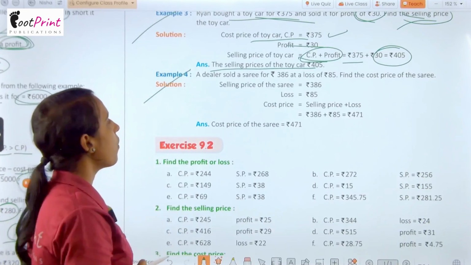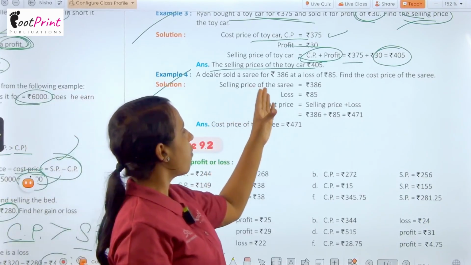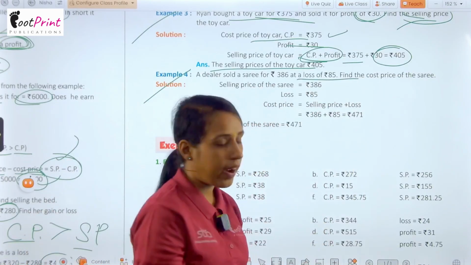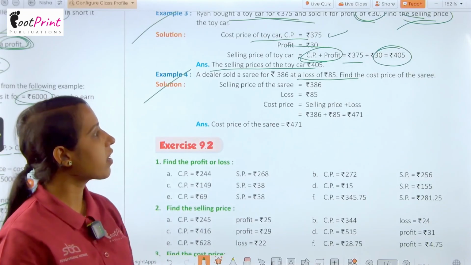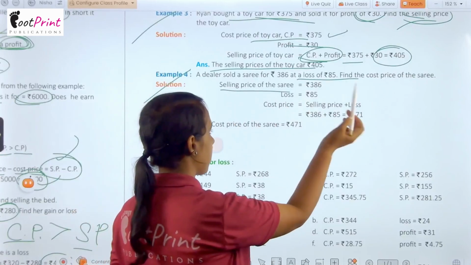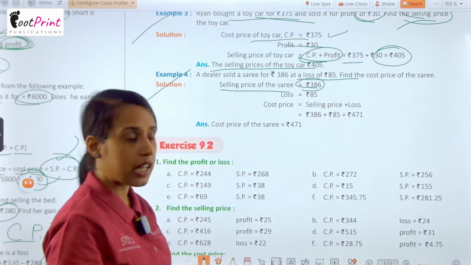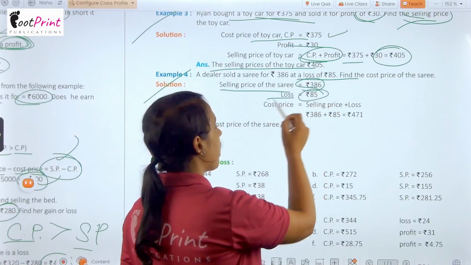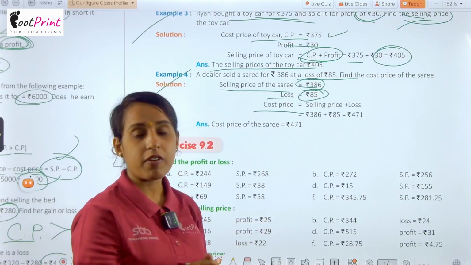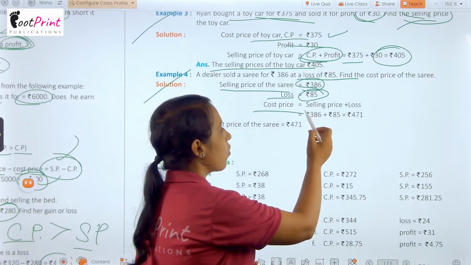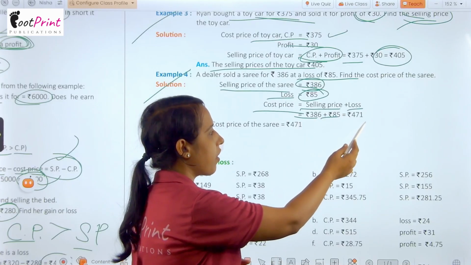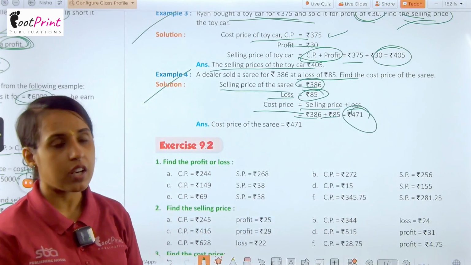Now example number 4. Here, a dealer sold a sari for 386 rupees at a loss of 85 rupees. So find the cost price. Here, selling price is given and loss is given, and we have to find out the CP. So as we know, SP is here 386 rupees and loss is here 85 rupees, and we have to find out the cost price, that is CP. And whenever we want to find out the CP, that is equals to SP plus loss. So 386 rupees plus 85 rupees, we get here 471 rupees.